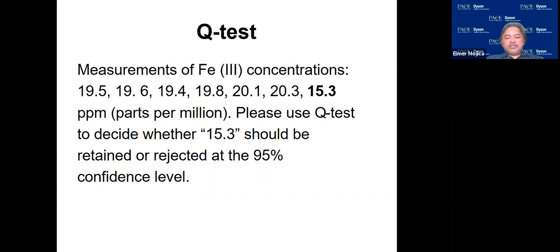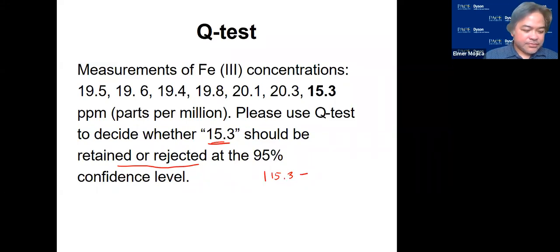19.5, 19.6, 19.4, 19.8, 20.1, 20.3, and 15.3. Please use Q-test to decide whether 15.3 should be retained or rejected at 95% confidence level. So what do we do here? 15.3. So what's the closest that we have to 15.3? Anyone?